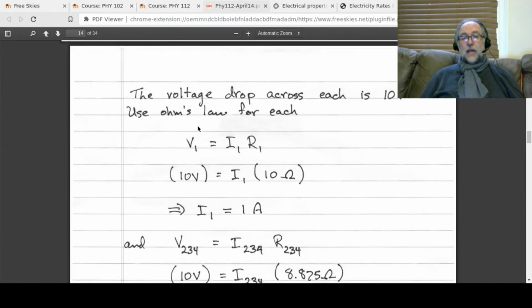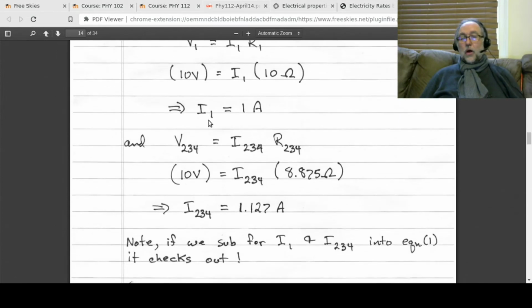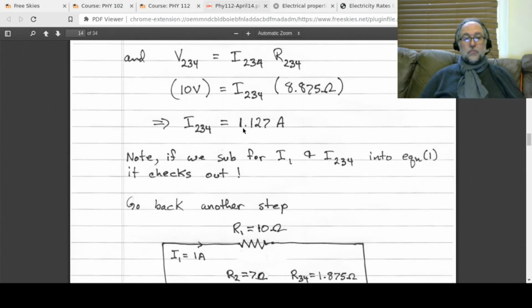Basically, the current through R1 is 1 amp. The current through combined 234 is 1.127 amps. Together, the two have to be 2.127 amps, and that agrees with what we expected because the current into the junction has to equal the current out of the junction. So equation 1 there is just for a check, but it's a good check. And there you go. Now what do we know?